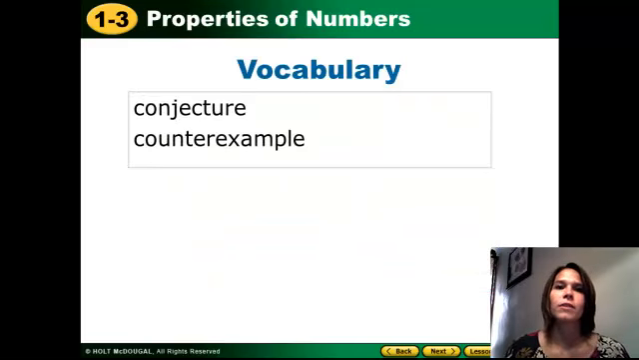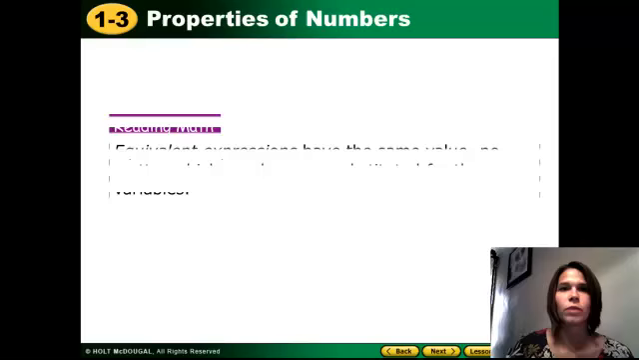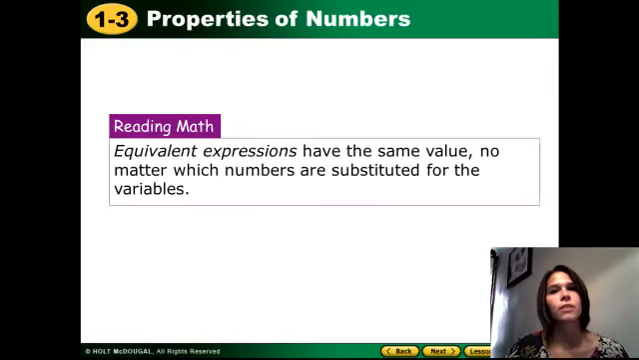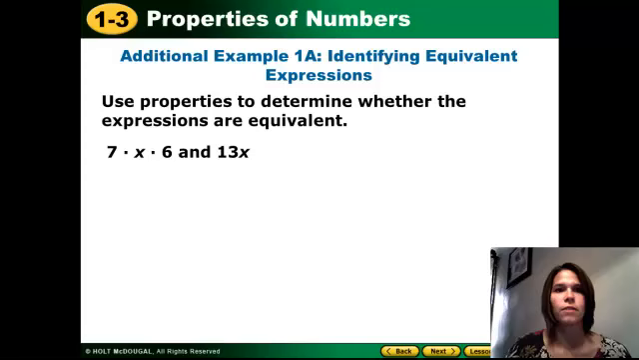Two vocabulary terms, conjecture and counterexample. We'll get to those a little bit later. First off, if we're reading math, there's some important ways that we would read it. Equivalent expressions have the same value, no matter which numbers are substituted for the variables. Let's do some examples of those.